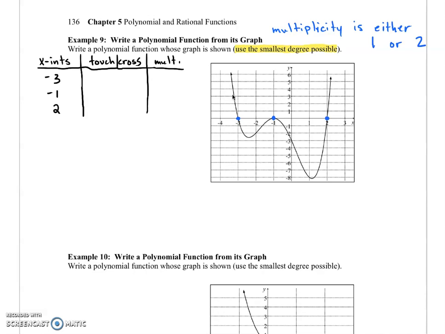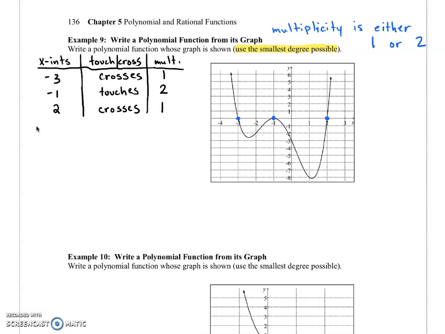So at -3, the graph crosses the x-axis. At -1, it touches. And at 2, it crosses. Remember, anytime it crosses, it has odd multiplicity. And since our multiplicities can only be 1 or 2 in this instance, because it says use the smallest degree possible, that means if it crosses, the multiplicity is 1, and if it touches, the multiplicity is 2.